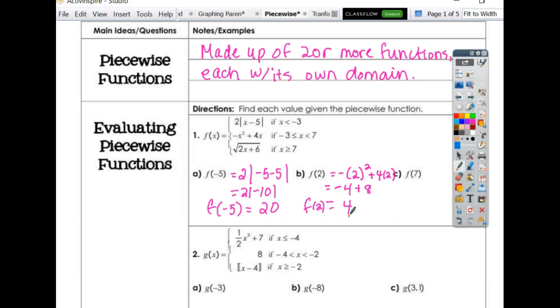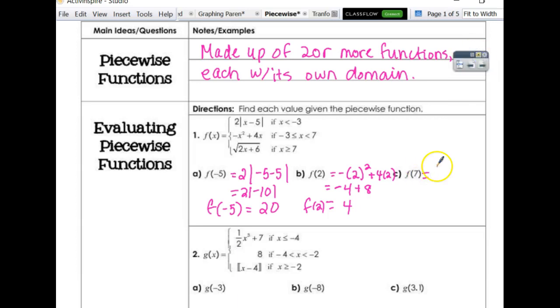So for the third one, f of 7, which one do I use? The second or the third? Why the third? That third is correct. Because it's equal to, so I have to pick the third. So I get 14 plus 6, which is 20. So 20 is 4 times 5. What is the square root of 4? 2 square roots of 5.